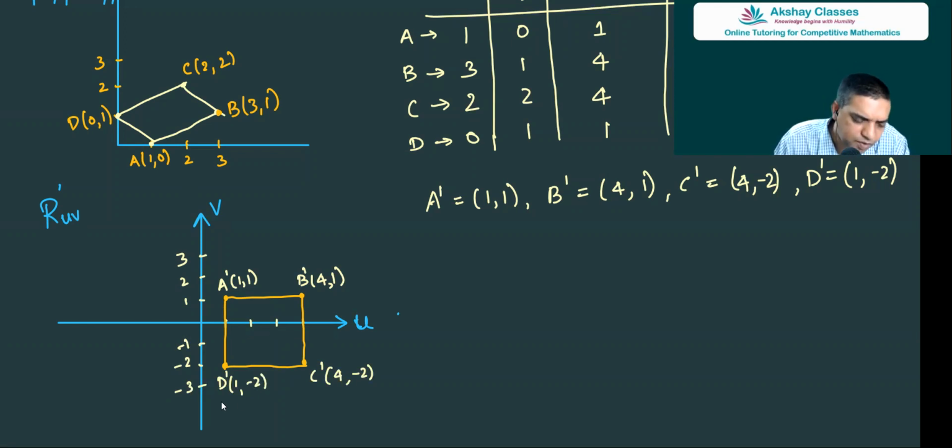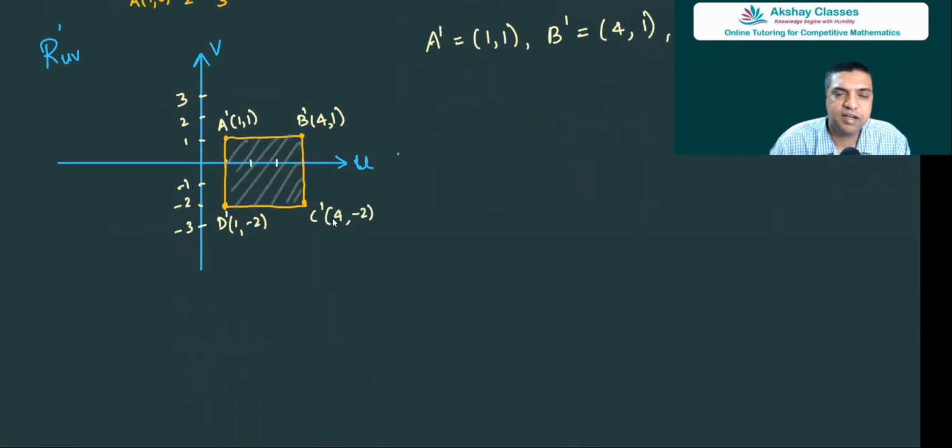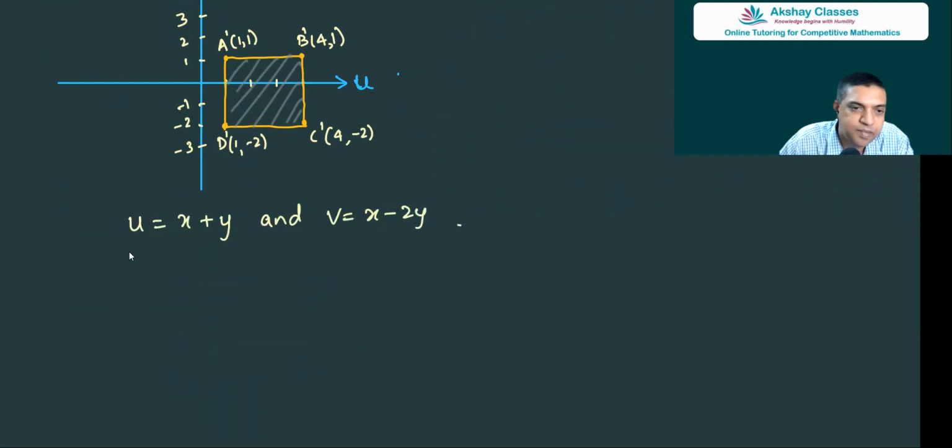Now, we don't have to worry about this physical transformation. This is graphically, I've just shown how this is a transformed region, but we want to find this integral. What we need to do is to find the Jacobian. u is x plus y and v is x minus 2y.